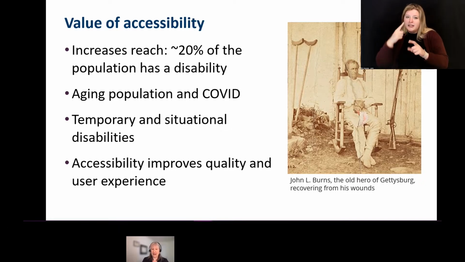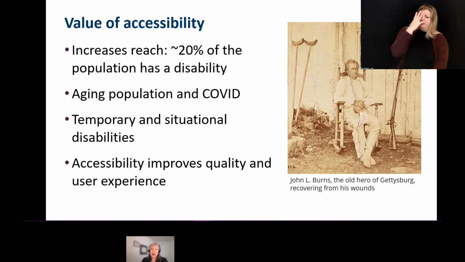And that number is increasing. We have an aging population. We recently had COVID, and we are now dealing with disabilities that we're still trying to understand from COVID. Disabilities can also be temporary. They can happen if you break a limb, if you have surgery, if you experience a concussion, for example. They can also be situational. So if you are tired or you are distracted, or even if you're working outside in bright light, it is a type of disability, even if it is not what we consider a permanent disability.